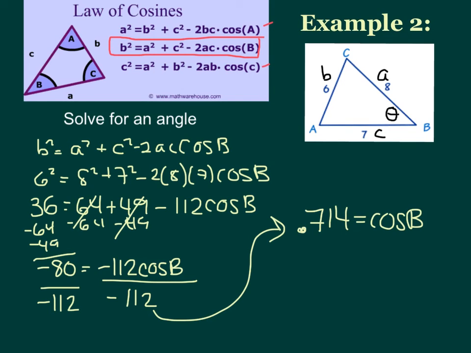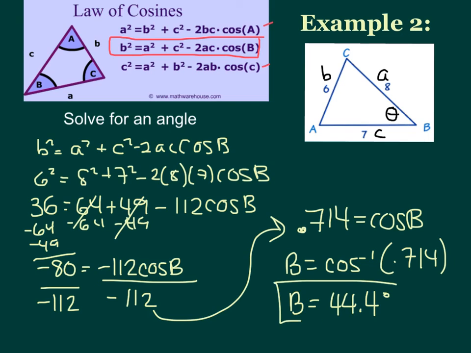Now we're looking for an angle here, so I can find b using the inverse cosine. So b equals 44.4 degrees.